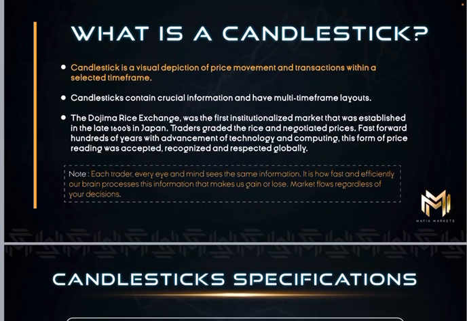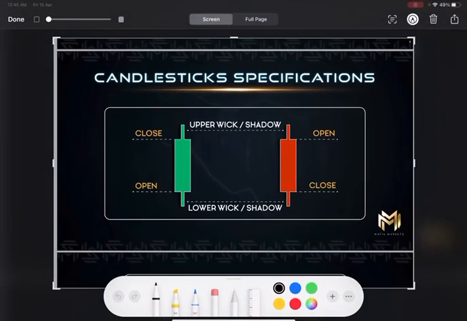A candlestick is a visual depiction of a price movement within a certain time frame. It contains very important information for a trader to make a judgment and identify opportunities to open a position, buy or sell. When you look at the technical aspects of a candle, first of all, this is the body of the candle. This candle is bullish, for buy. The one on the right is bearish, for sell. The tips, top and bottom, are the upper and lower wick, or you can call them shadows as well.